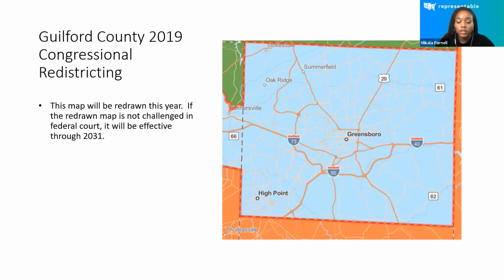Absolutely. And that's actually another important part of Representable that we haven't shown yet, but something that's crucial to the process: not just creating a map, but also including survey information.